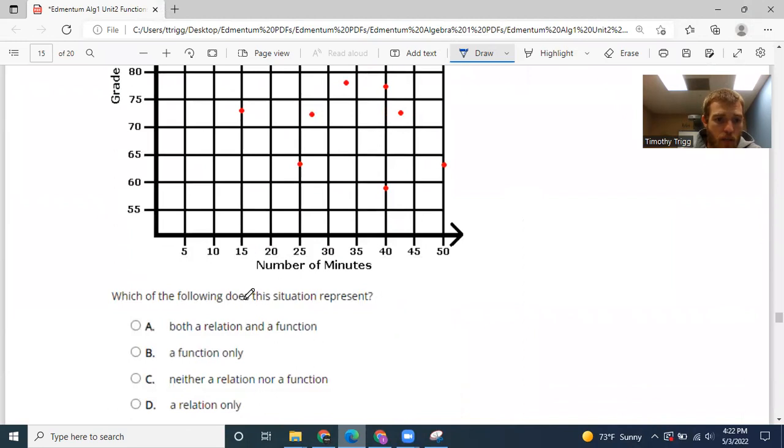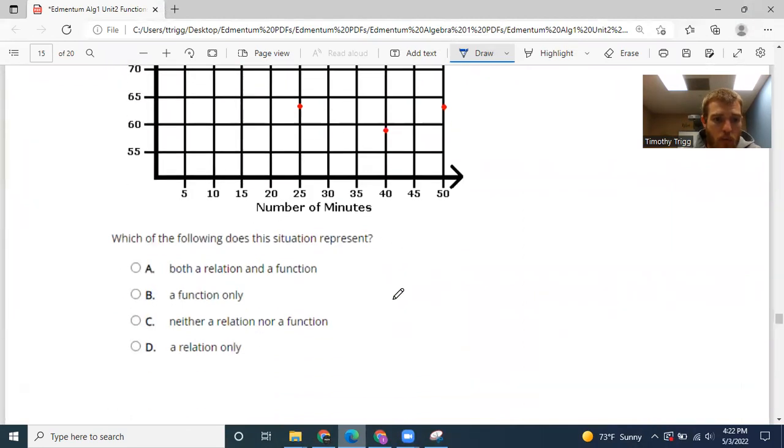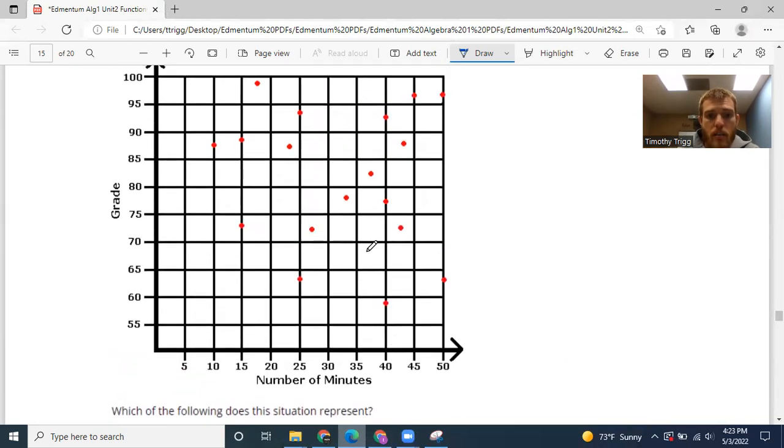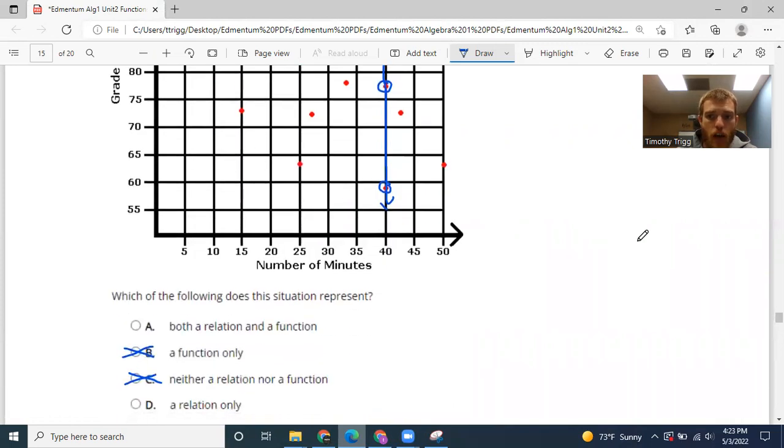Okay. Does the following situation represent? It can't be a function only, and it can't be neither a relation nor a function. Remember, it's always a relation, and sometimes it's a relation and a function. Notice, if I draw a vertical line here, it touches multiple points, doesn't it? It touches a point here and here and here. So is that a function or not?